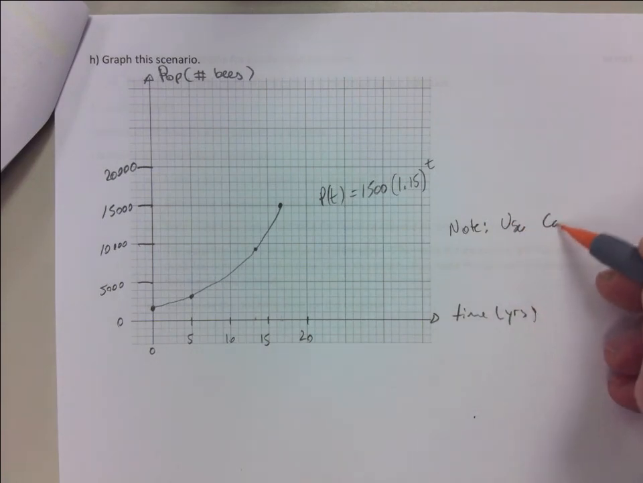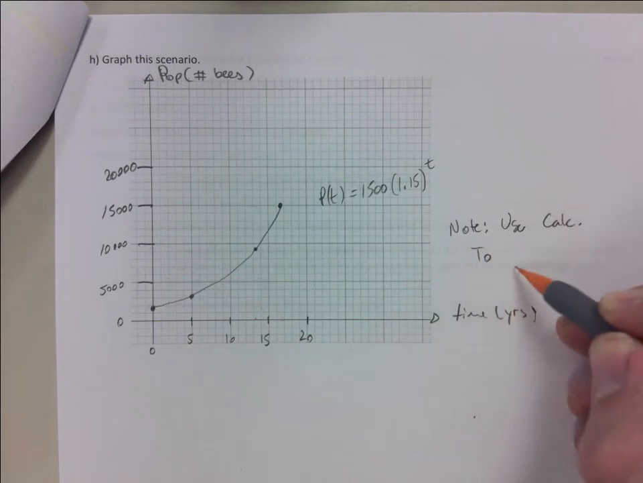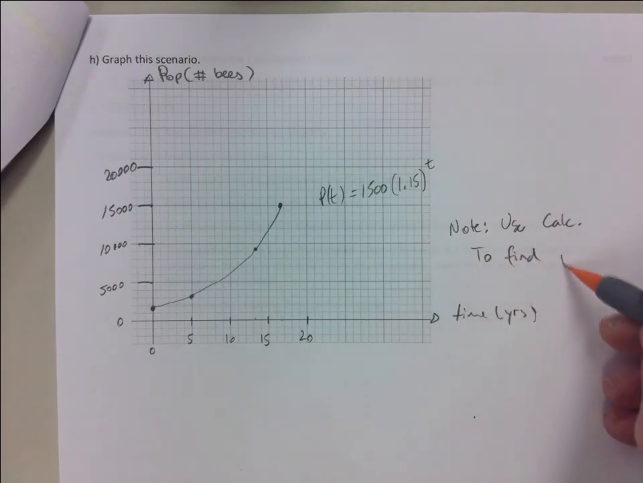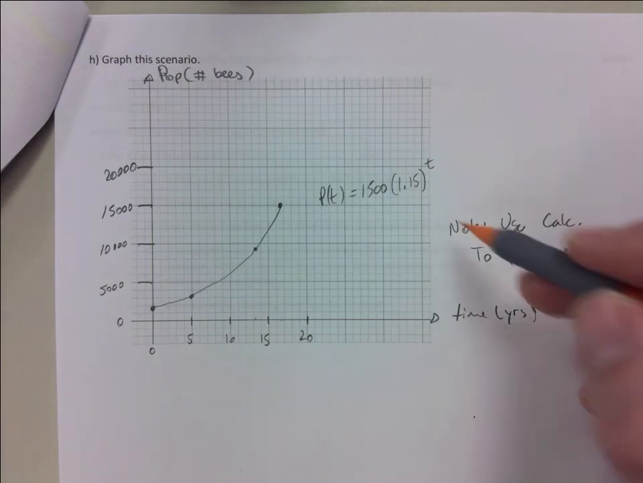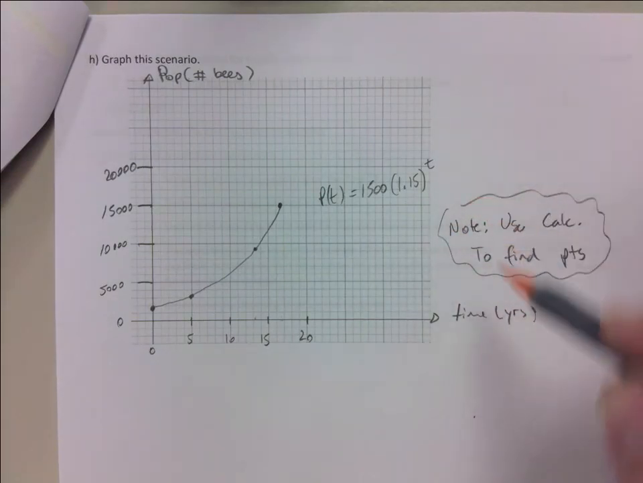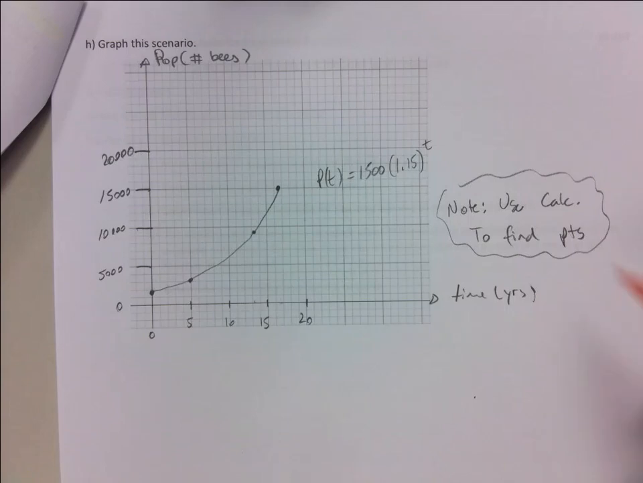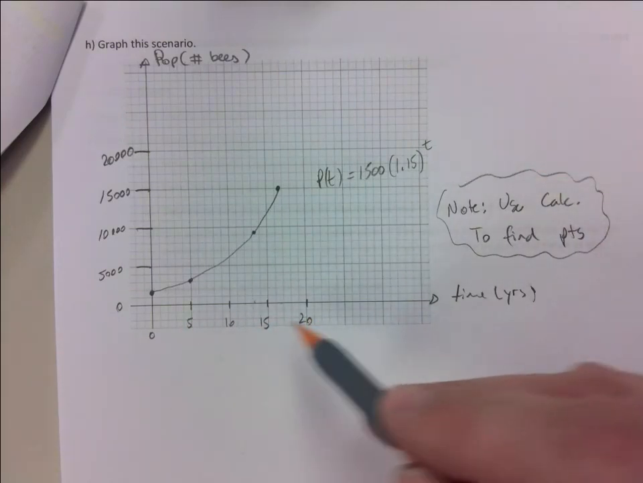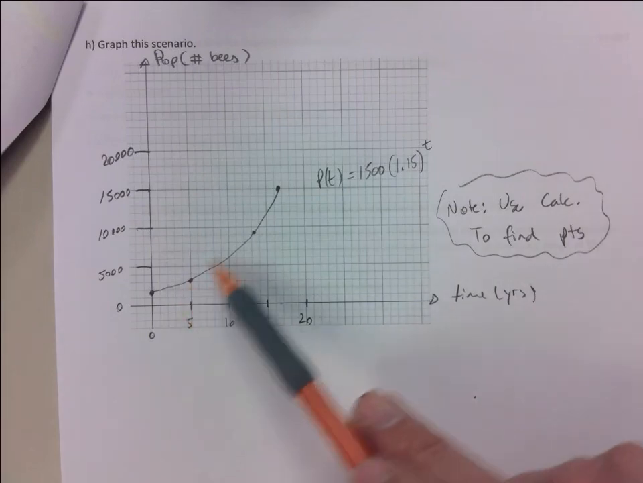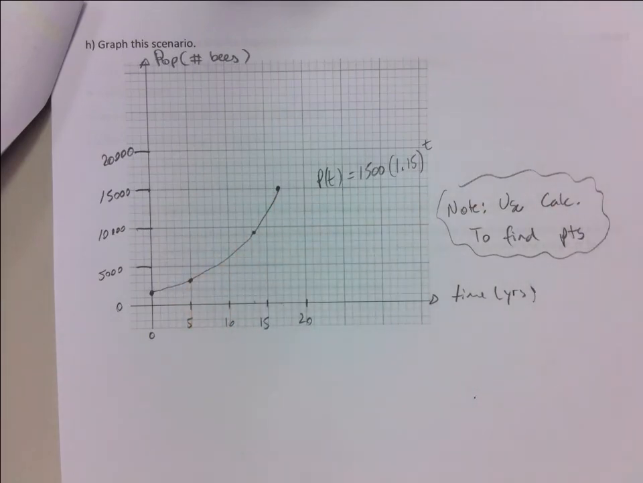Use calculator to find points. So if you need to find more points, just go second trace value and plug in any x value that you'd like to give you something in between.